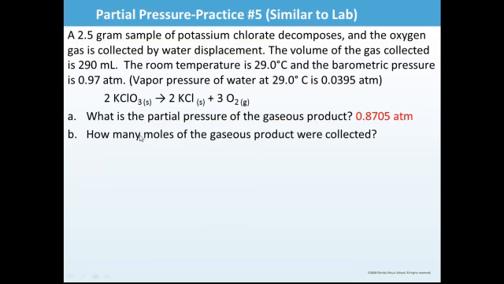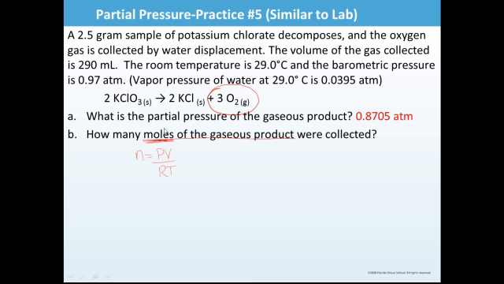Part B says how many moles of the gaseous product were collected. We know the gaseous product is oxygen. Remember, this is all a gas. We've been talking about the ideal gas law. Pause this recording, get as far as you can on this problem, and then hit play to resume.